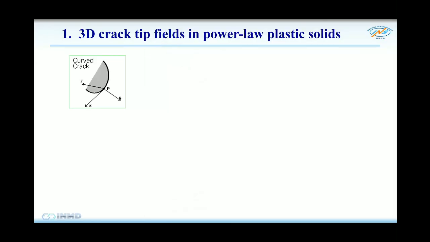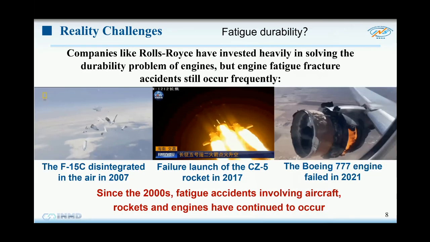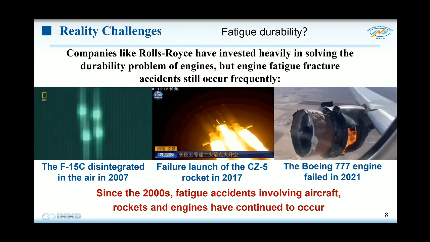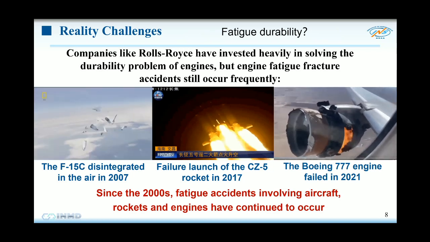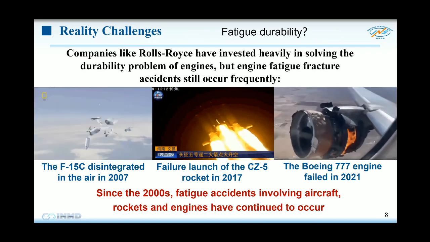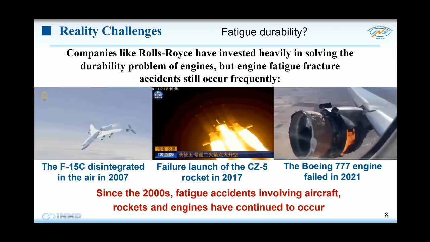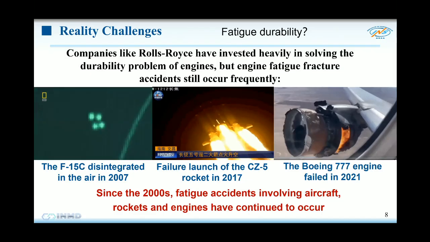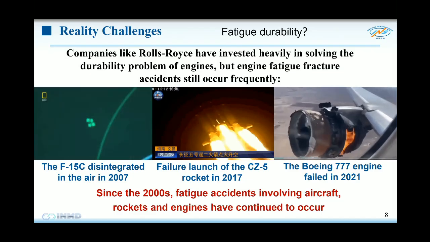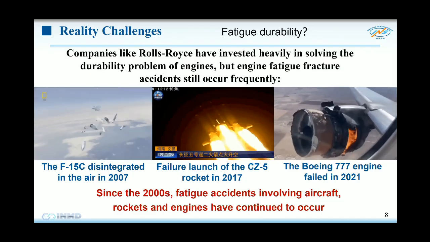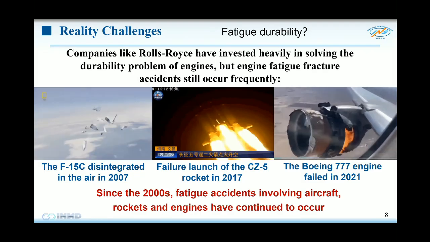Even though we have worked hard, in the recent 10 years the aircraft can crash in the air. The engine fan blade can fail like this, or even lose power and induce a crash.